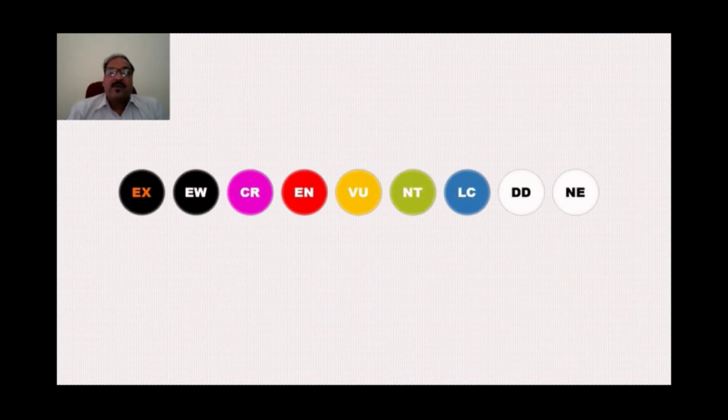Now all these 9 groups have specific color codes. The extinct and extinct in the wild, their color code is black. The critically endangered, their color code is pink. Endangered species, their color code is red. Vulnerable species, their color code is amber.